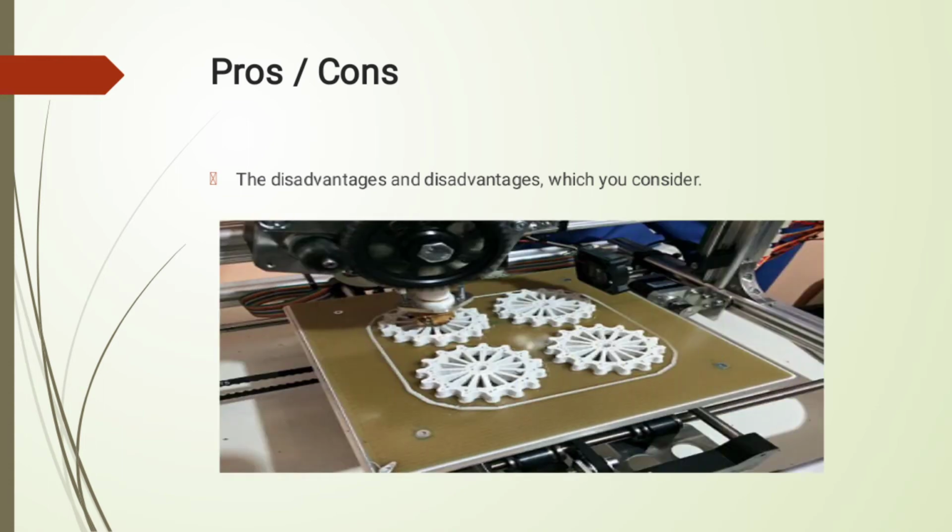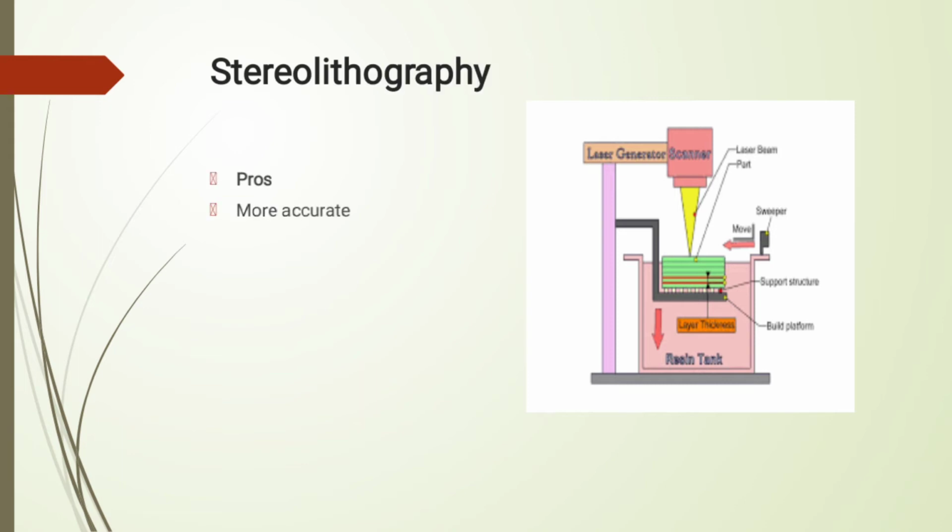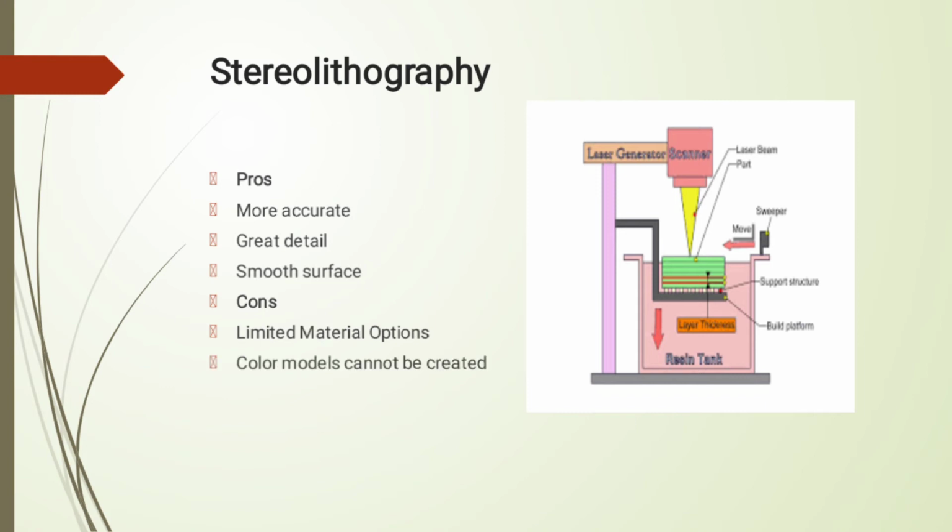Pros and cons in 3D printing. The advantages and disadvantages which you consider. Stereolithography. Pros: more accurate, great detail, smooth surface. Cons: limited material options, color model cannot be created.